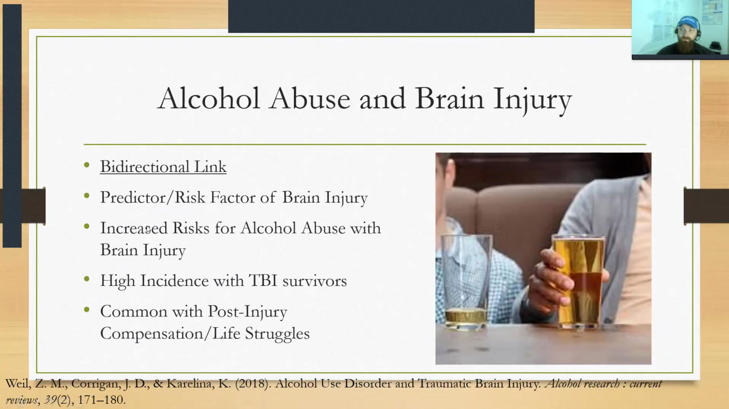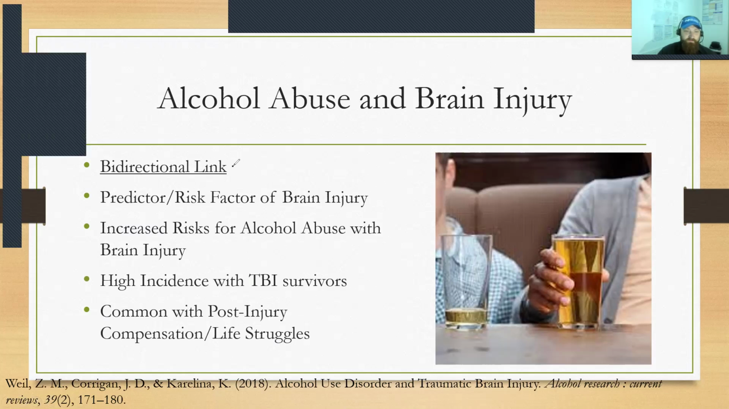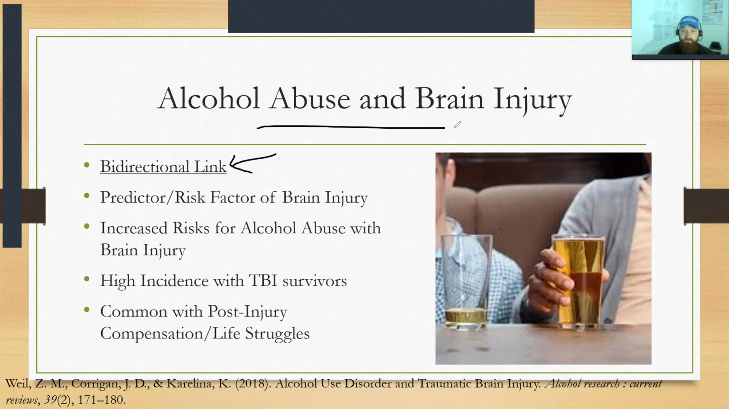Let's talk about alcohol. I know I've talked about it before, but we see that alcohol abuse and brain injury is a bi-directional link, which means that brain injury leads to alcohol abuse, and alcohol abuse can lead to brain injury and vice versa. If you take anything away from this, substance use disorder usually has a bi-directional link to brain injury. And so this is a risk factor for brain injury. This is a predictor. Think about those communities because alcohol, you don't need a prescription to get.